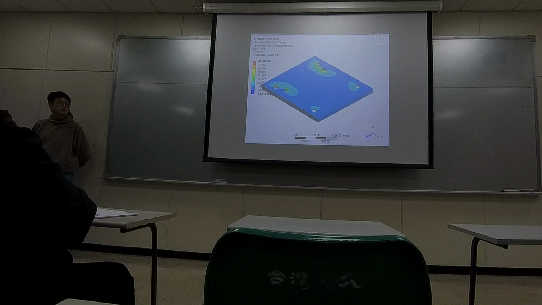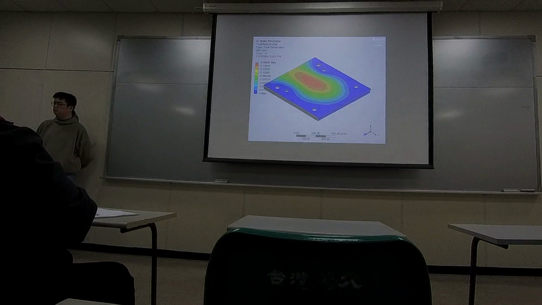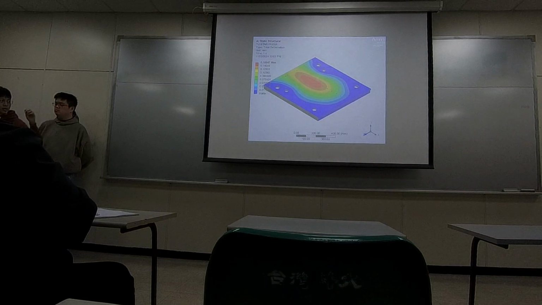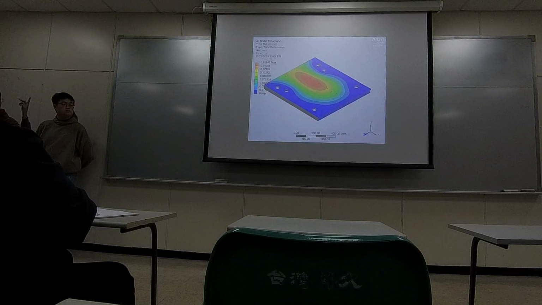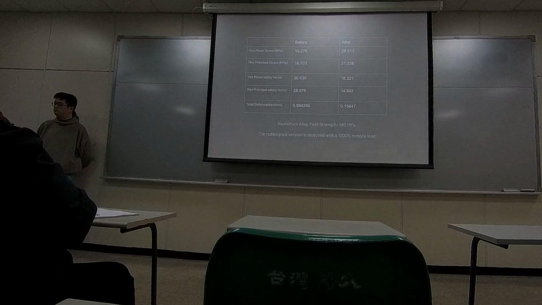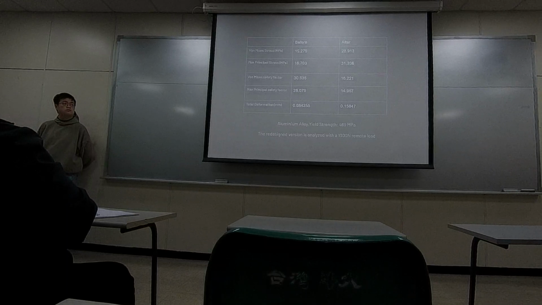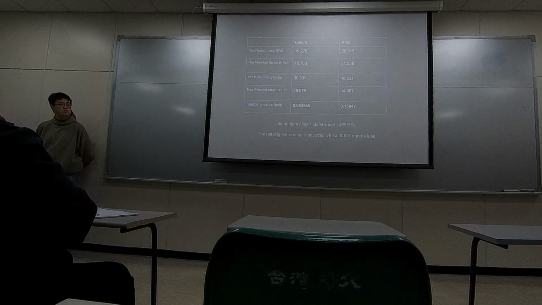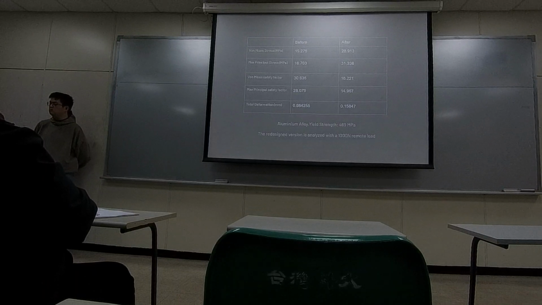Here's the maximum principal stress, and the total deformation. Of course, you can see that the load causes the maximum stress in the middle. And this is the safety factor for our design. As you can see, it's a bit smaller than the paper's. For the aluminum alloy, we use the same as before, with a 1,000 Newton remote load.